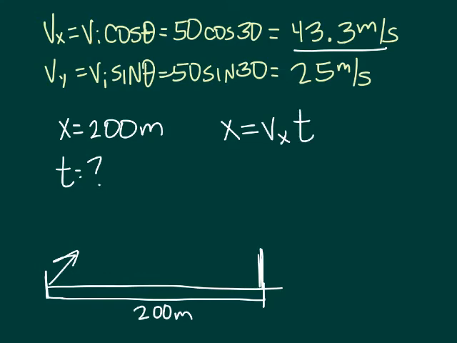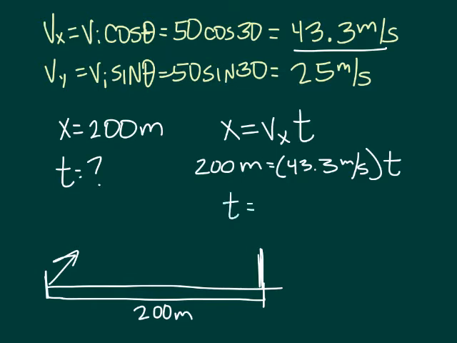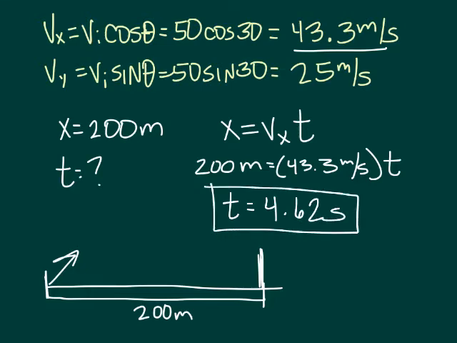From this point, we can plug our numbers in and find out how long it's going to take for that golf ball to reach the fence. So let's go ahead and do that. Once we plug our numbers in, we simply need to divide, and you should get a time of about 4.62 seconds. Now remember, this may not be the entire time the ball's in the air, but it is the amount of time to travel those 200 meters horizontally from where it's struck.